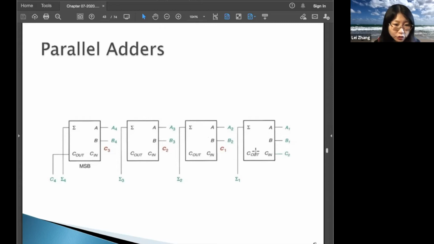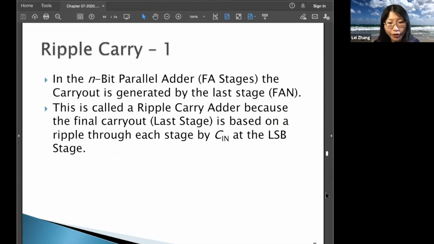Yes, so that's right. That is the ripple through this n-bit parallel adder. So that is what we call a ripple carry adder.